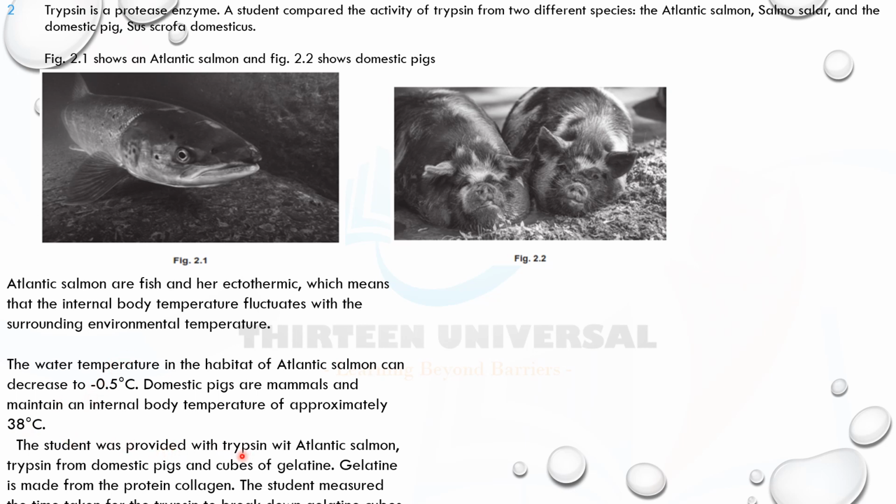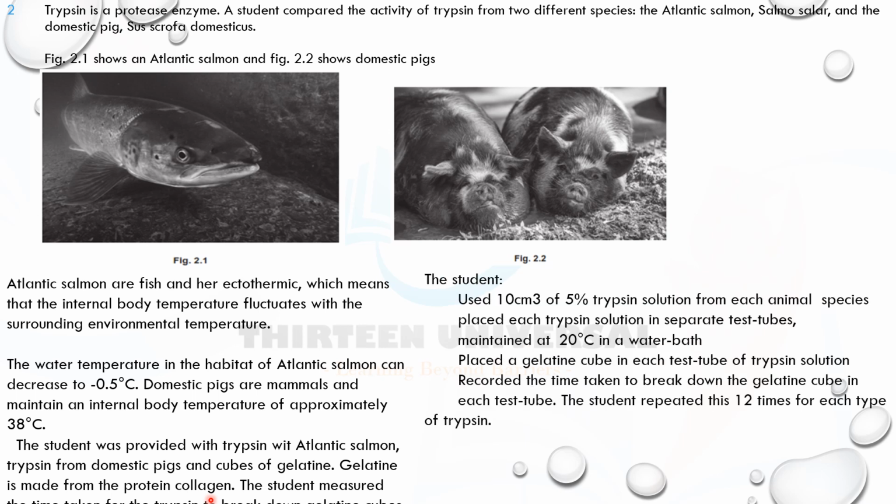The student was provided with trypsin from Atlantic salmon, trypsin from domestic pigs, and cubes of gelatin. Gelatin is made from the protein collagen. The student measured the time taken to break down the gelatin. The student used 10 cm cubed of 5% trypsin solution from each animal species, placed each trypsin solution in separate test tubes maintained at 20 degrees Celsius, placed a gelatin cube in each test tube, and recorded the time taken to break down the gelatin cube. The student repeated this 12 times for each trypsin.